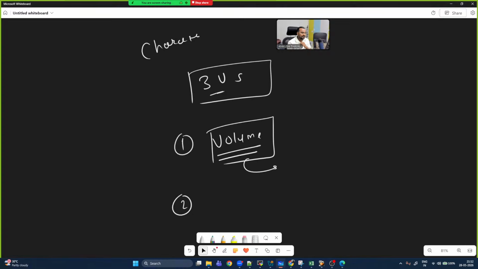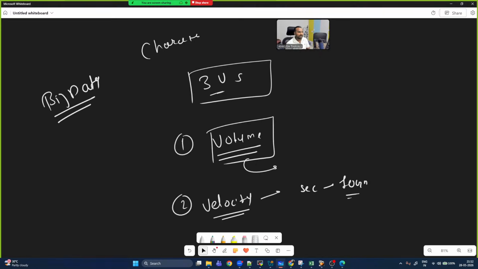The second one is velocity. How quickly this data is getting generated. If I'm talking about 10 GB of data in one day, that is fine. But if every second 10 GB of data is getting generated, then it is also big data. How quickly, what is the velocity? It means the speed at which data is generated and processed. How quickly the data is getting generated, that is your velocity.